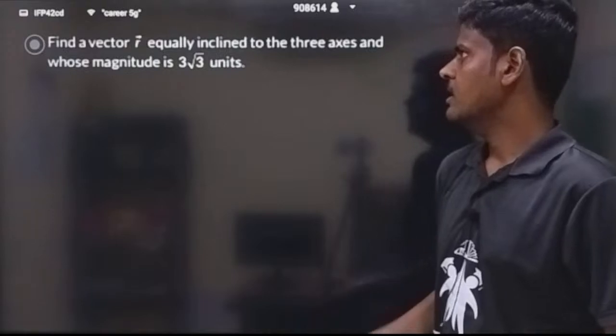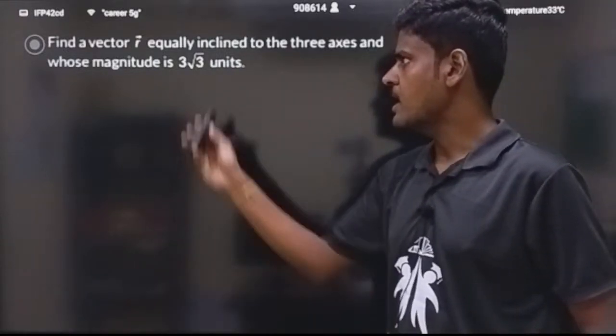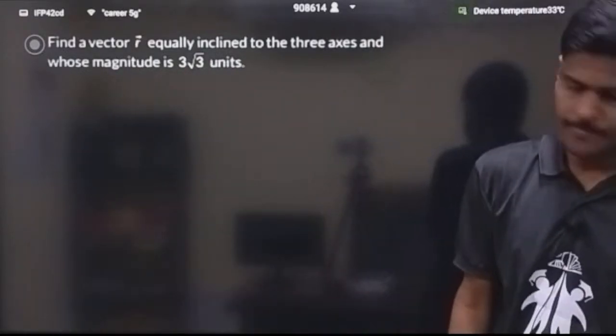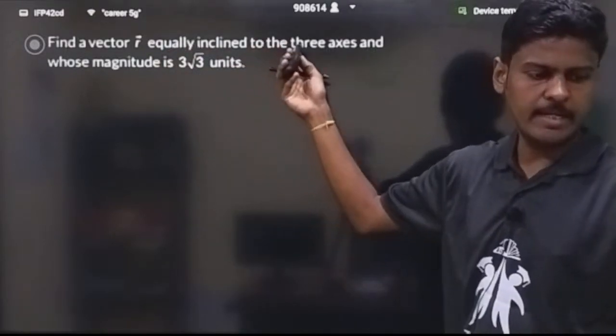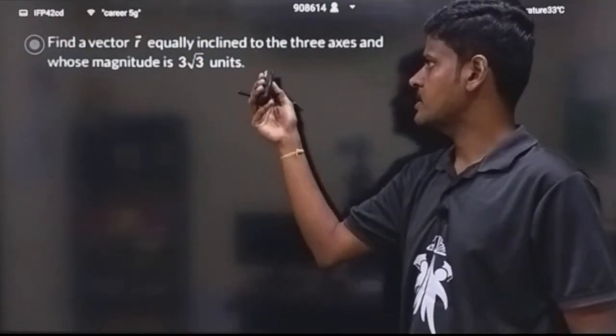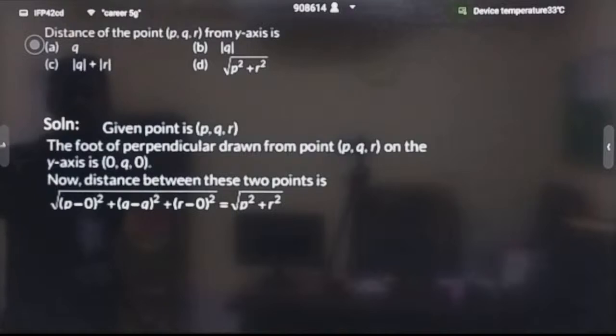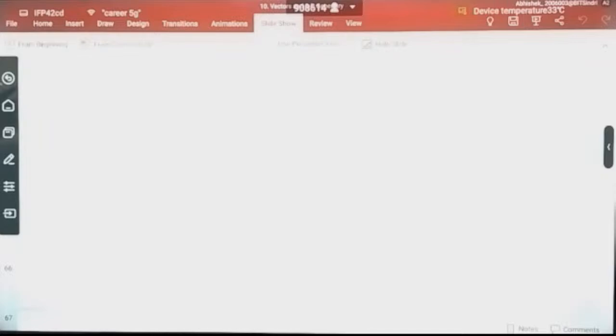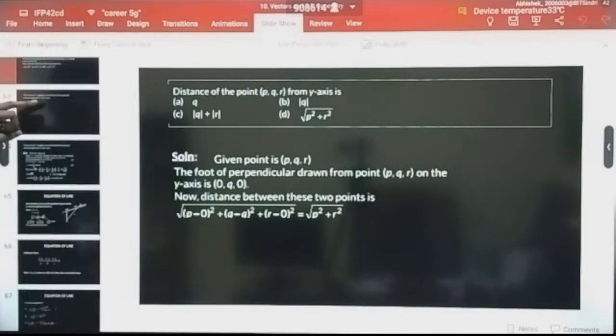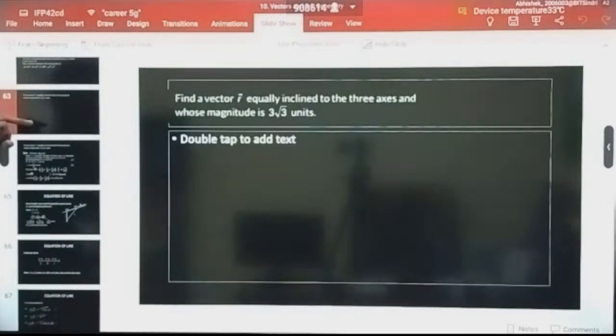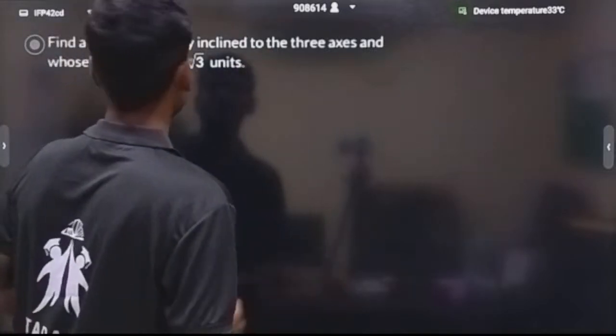Find a vector r vector equally inclined to 3 axes and whose magnitude is given by 3 root 3. Vector r vector equally inclined to 3 axes whose magnitude is given by 3 root 3 units. Okay. One minute. Find a vector that is equally inclined to 3 axes.